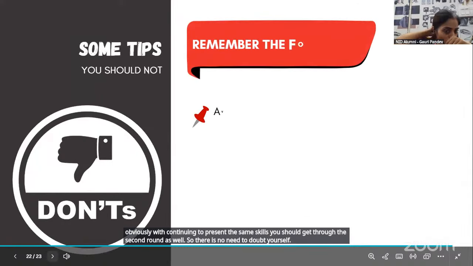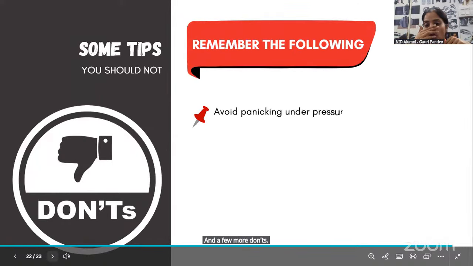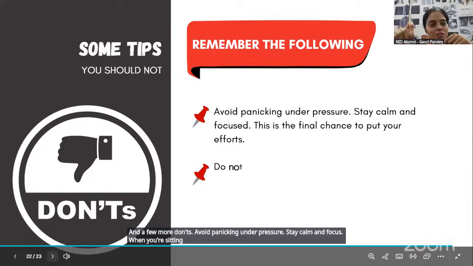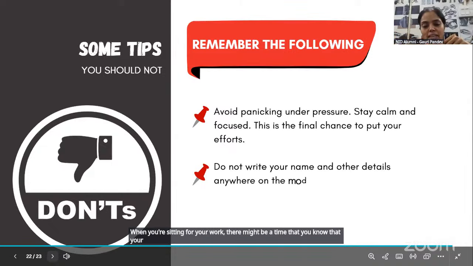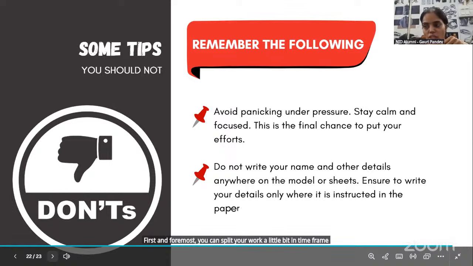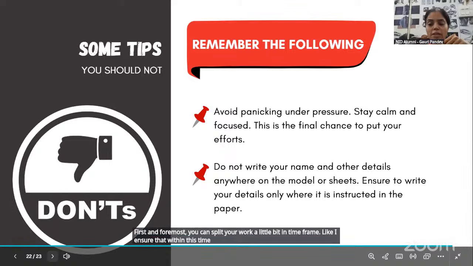And a few more don'ts. Avoid panicking under pressure. Stay calm and focused. When you're sitting for your work, there might be a time when the time is about to end. At that very moment, first and foremost, you can split your work a little bit in a time frame. Like, I ensure that within this time frame, I should be able to finish my write-up. I should be able to complete the basic structure of my model.